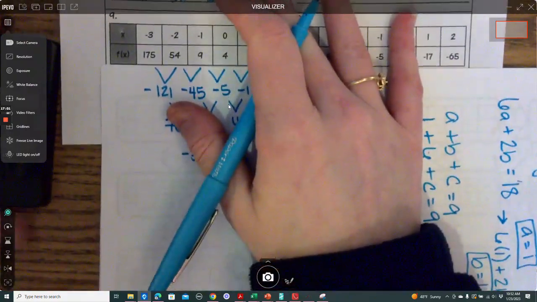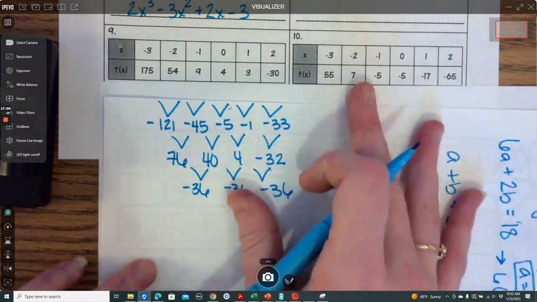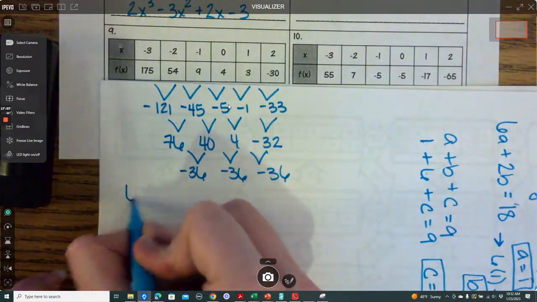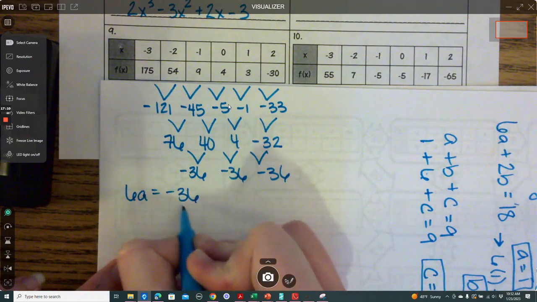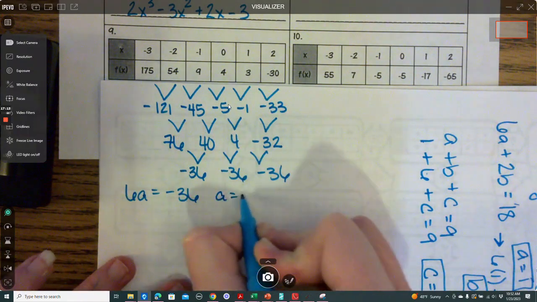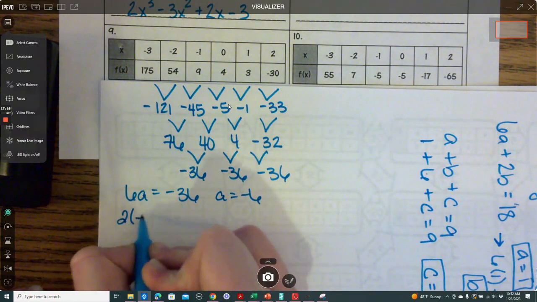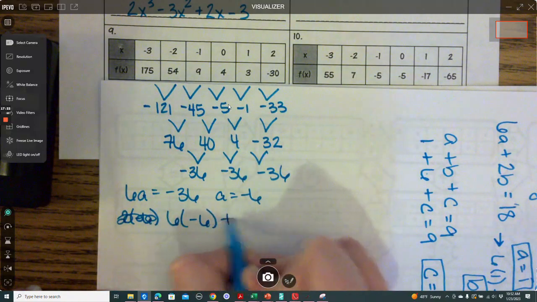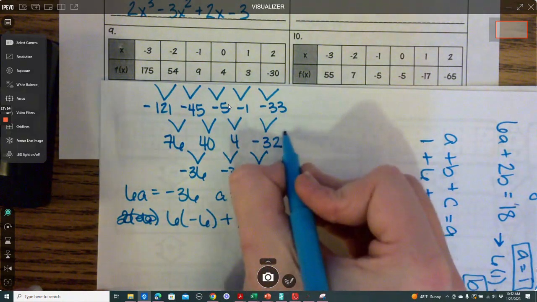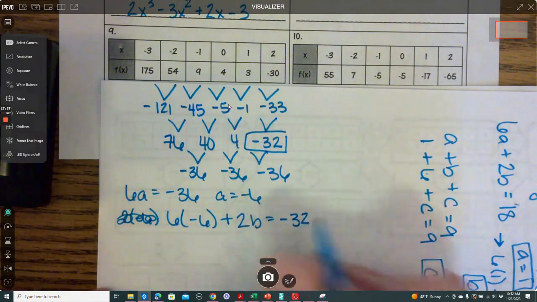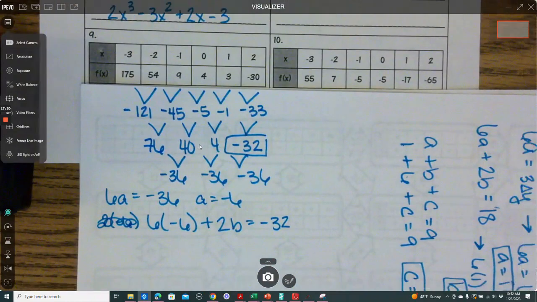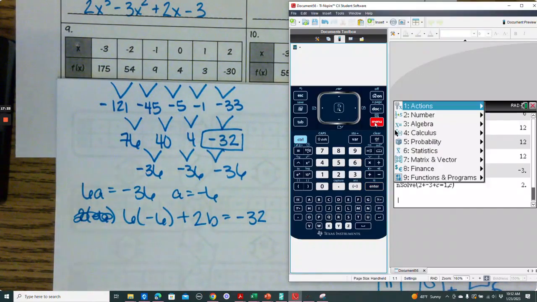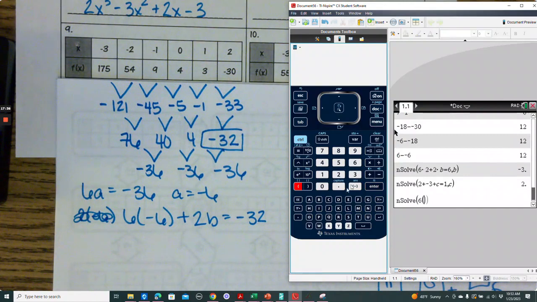All right, here we go. 6a equals negative 36. Negative 36 divided by 6 is a negative 6. 6a plus 2b equals negative 32. So 6 times negative 6 plus 2b equals negative 32, comma b.